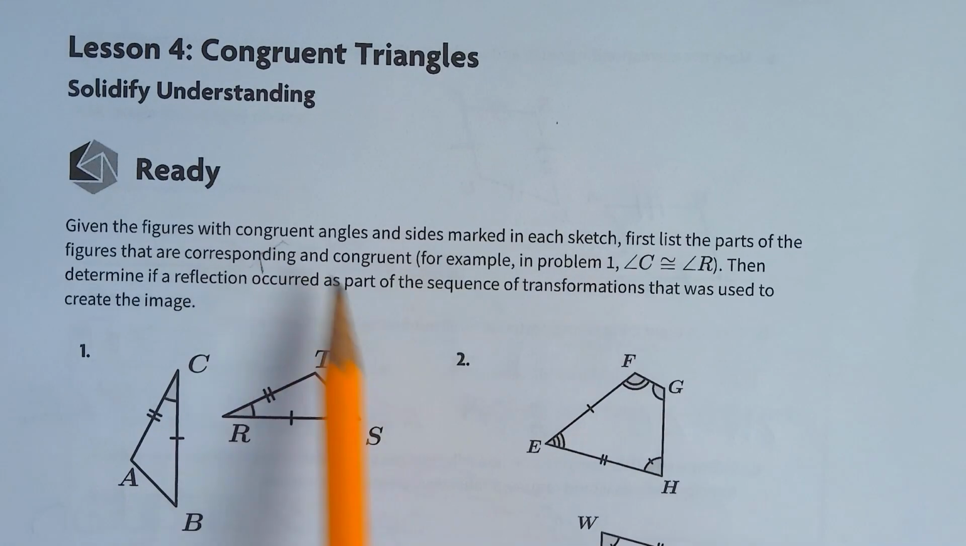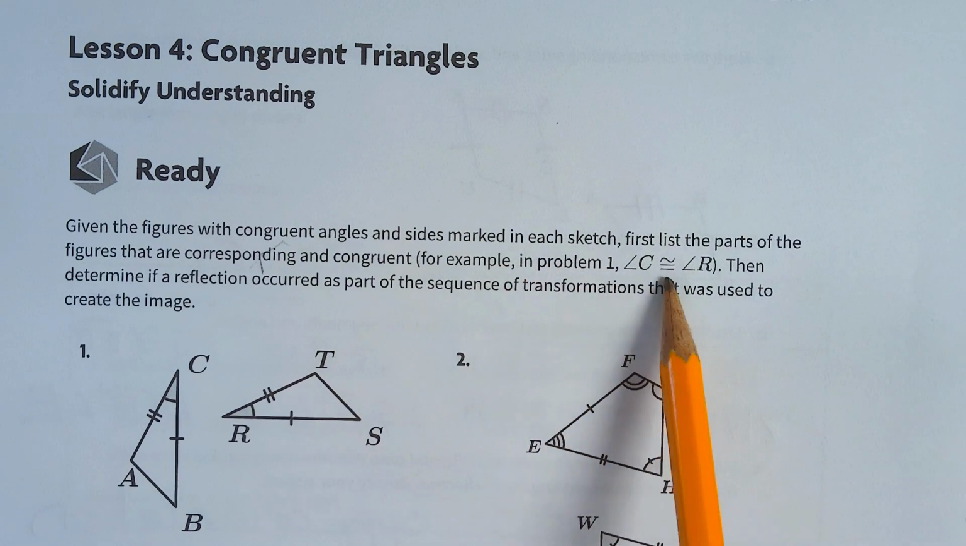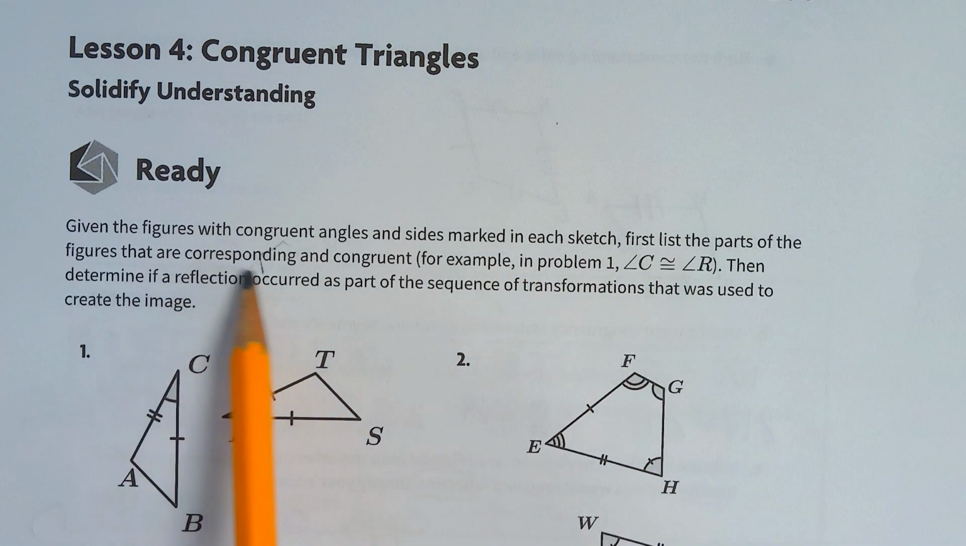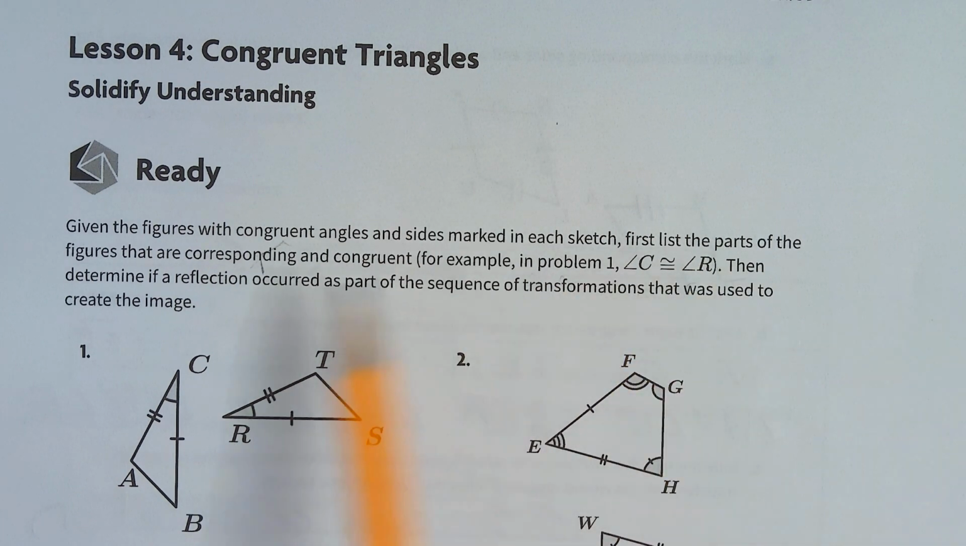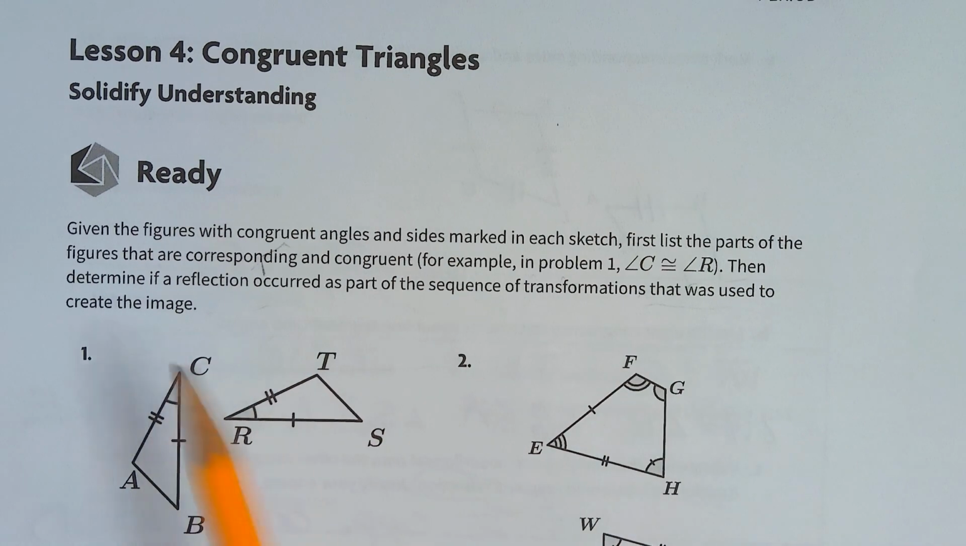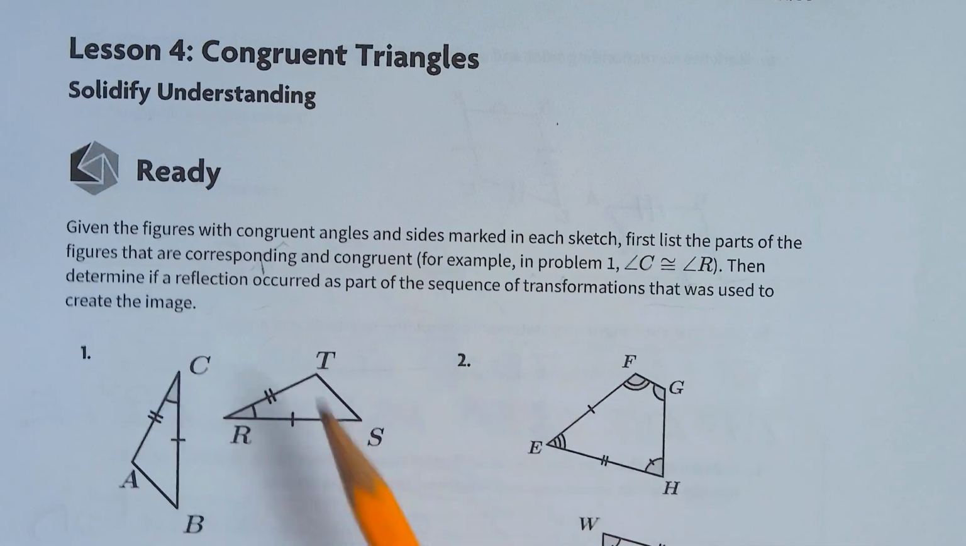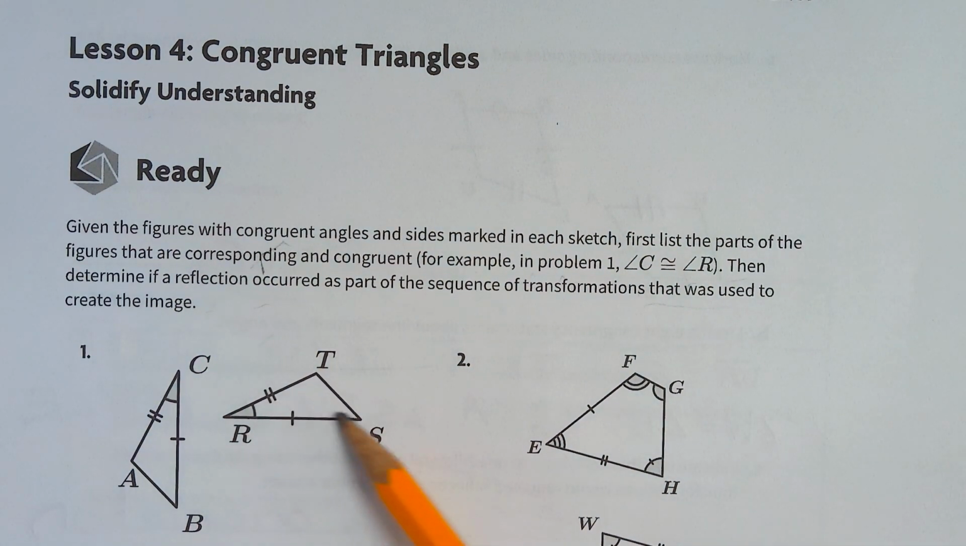Given the figures with congruent angles and sides marked on each sketch, first list the parts of the figures that are corresponding and congruent. For example, in problem 1, angle C congruent to angle R. Then determine if a reflection occurred as part of the sequence of transformations that was used to create the image. Okay, we just did this stuff. Just check. From single to double is clockwise. From single to double is counterclockwise. Yes.